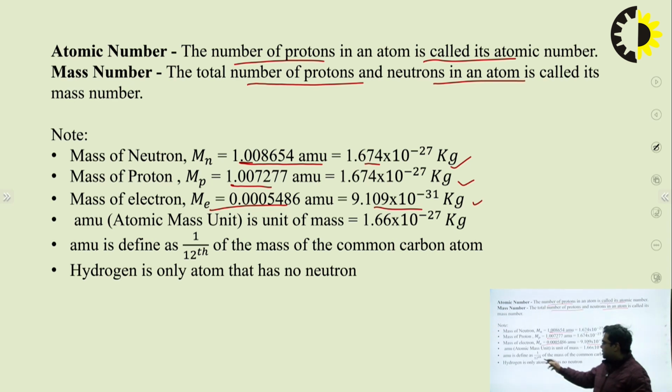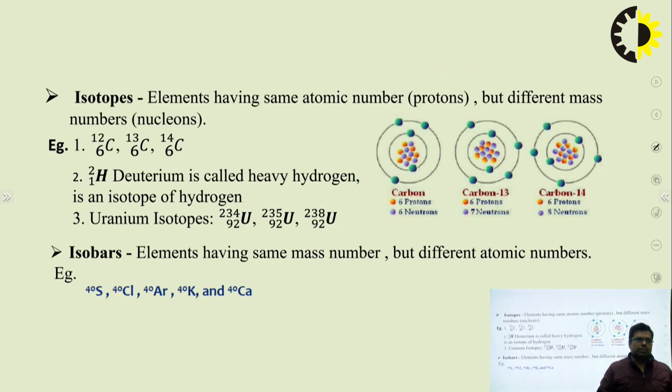And what is AMU? It is the atomic mass unit. It is 1.66 into 10 to the power minus 27 kg. It is also defined as 1/12th of the mass of a carbon-12 atom. Hydrogen is the only atom that has no neutron.